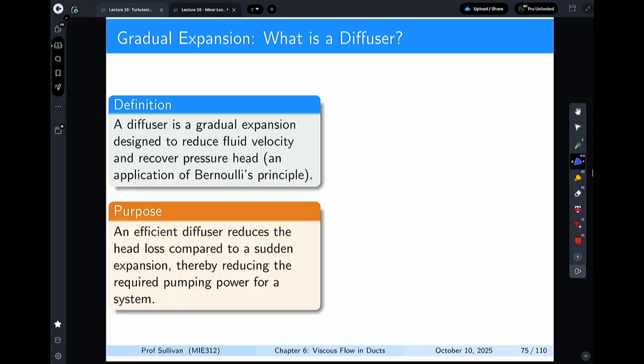Diffusers. Diffusers are gradual expansions designed to reduce fluid velocity. Often you try and do something like this, where you smooth off the edges over here, smooth off the edges over here, and that reduces your pressure loss. By giving nicely curved paths for the fluid to go through, and also avoiding a sudden change, you do get better pressure recovery. So an efficient diffuser reduces head loss compared to a sudden expansion, thereby reducing the required pumping power for a system.